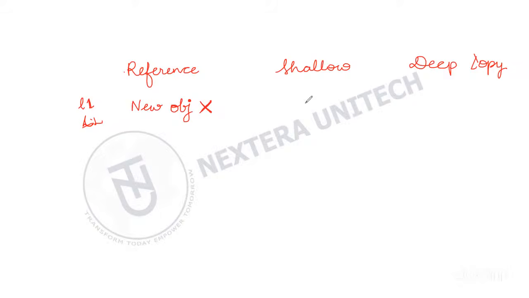And using the shallow copy, only the outer object is created, at a different location. In deep copy, both outer and inner lists are at different locations. So an entirely new object is created.